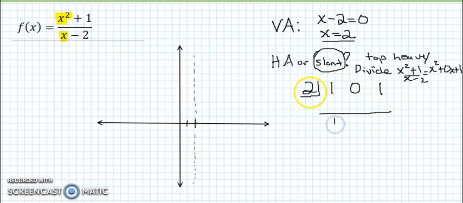I bring the 1 straight down, and then I do 2 times 1, so that's 2. Add these numbers together. And really I could stop here because we don't care about the remainder, but I'm just going to go ahead and finish it. So 2 times 2 is 4. Combine these, so the remainder is 5.